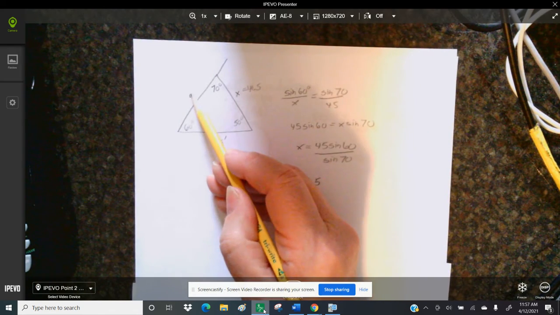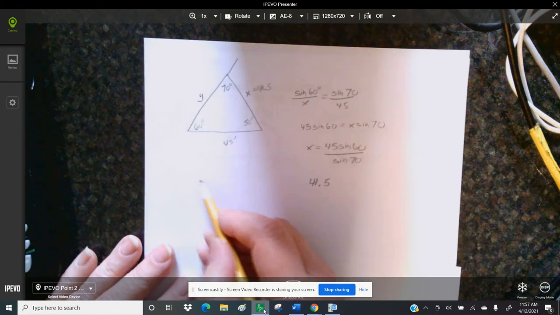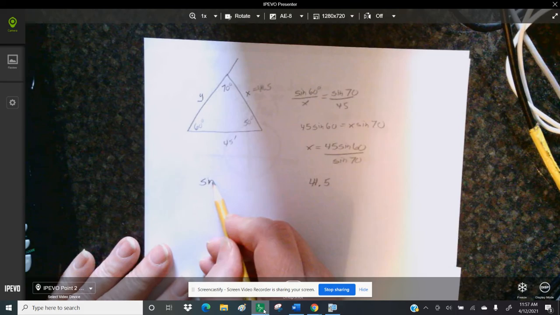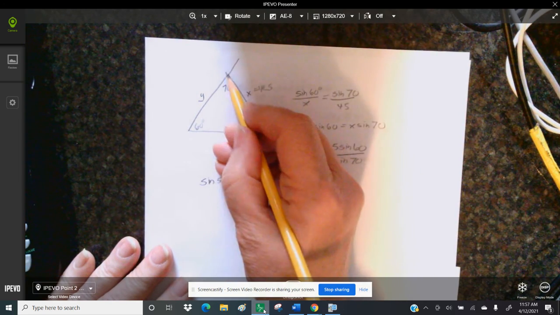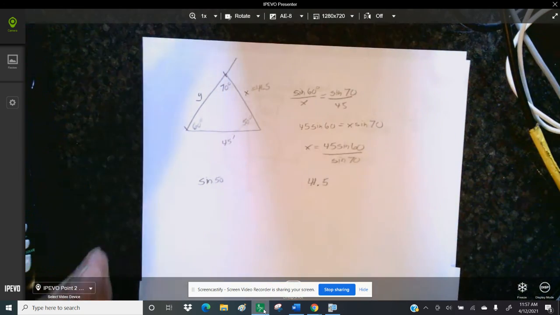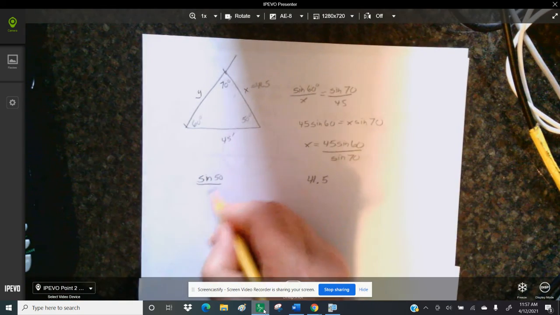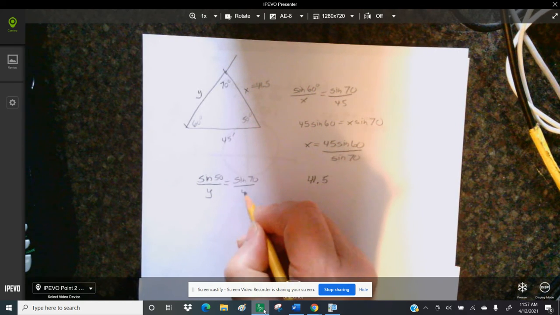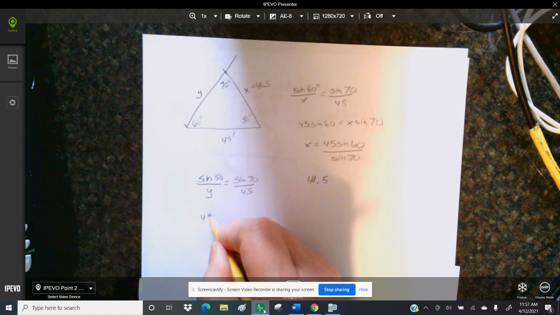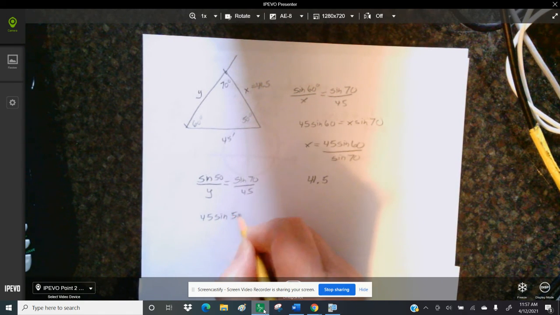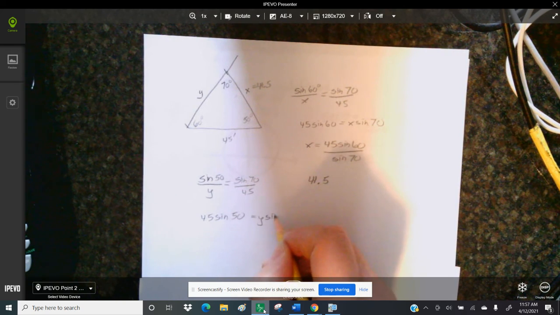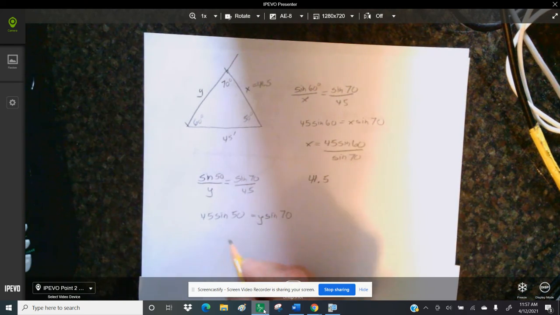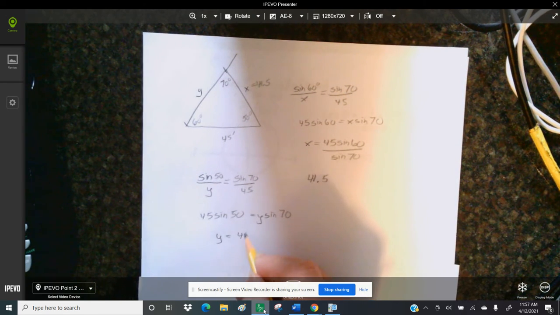All right, so now let's go ahead and find whatever this side is. So I can say the sine of 50. And remember, I'm only going to be finding from here to here, because I can only find the triangle. So the sine of 50 over y equals the sine of 70 all over 45. Cross multiply, I get 45 times the sine of 50 equals y times the sine of 70. I'm going to divide through by the sine of 70, so I get y equals 45 times the sine of 50 divided by the sine of 70.